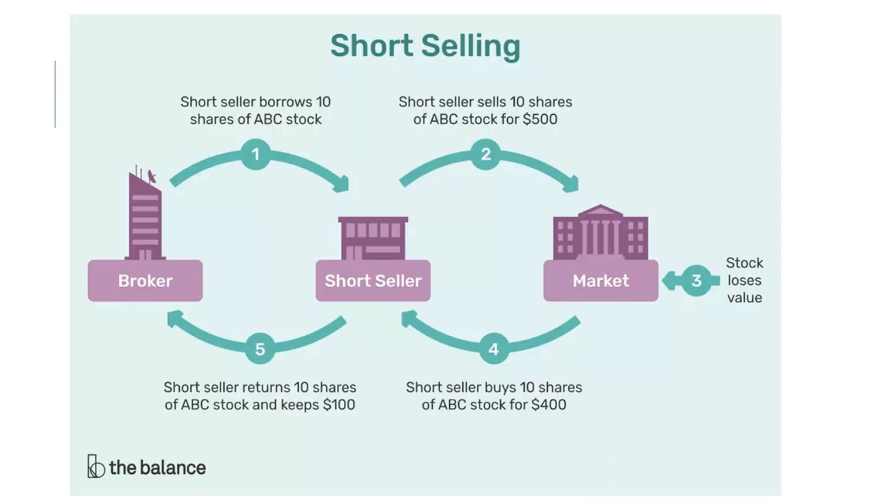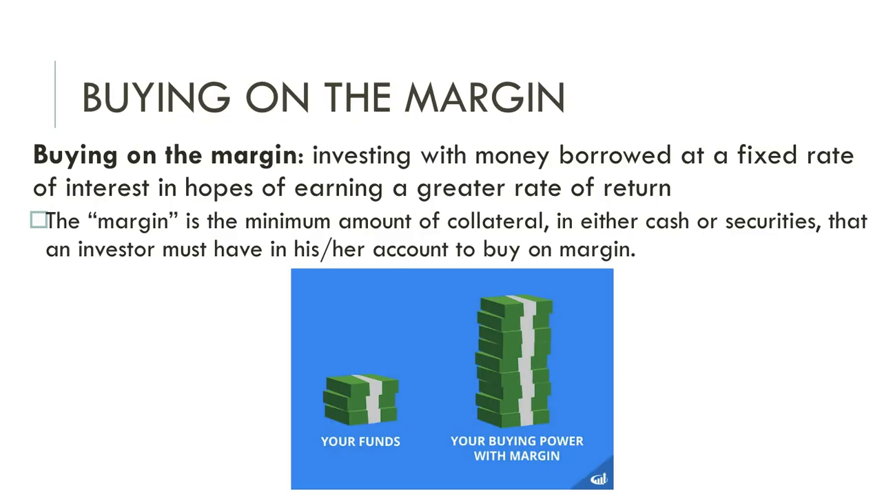So here's a visual here, right? Short seller borrows 10 shares of ABC stock. Short seller sells those 10 shares for $500. Stock loses value. Short seller buys those 10 shares for $400, which means that I return those shares and then keep the $100.